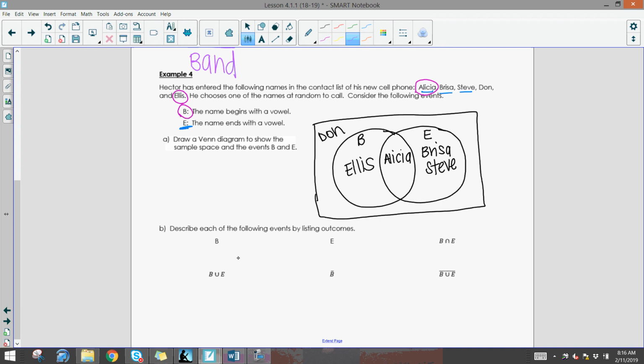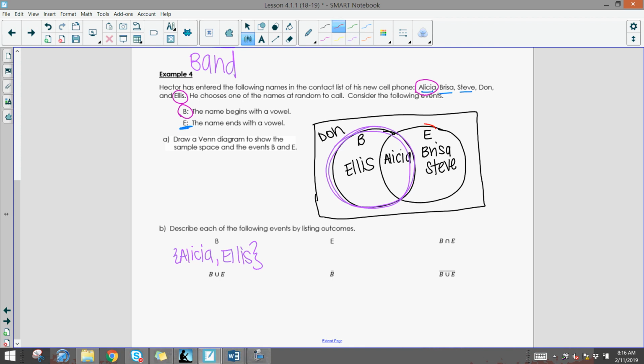B. Okay. So you guys, a lot of people look at B and say, oh, it's Ellis. But B is the entire circle. This all falls into B. So anything that you circled in purple up here, so that means that would be Alicia and Ellis. Okay, don't forget about Alicia. A lot of people leave her out because she's not part of just B on the Venn diagram, but she is in B.